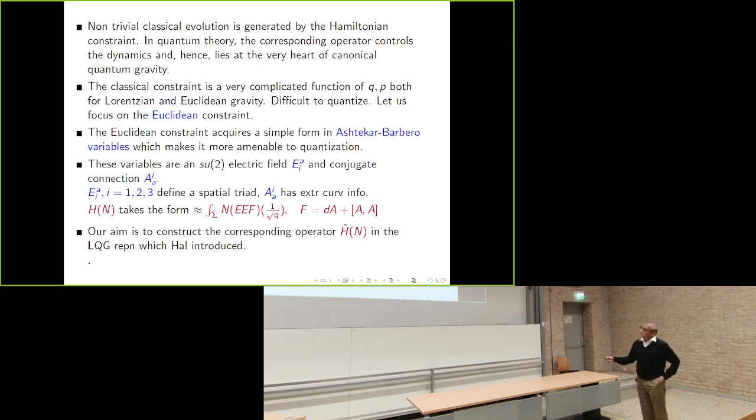So the E's contain all the spatial metric data, and therefore the conjugate variable A has the extrinsic curvature information. So this is just as Hal also reviewed. The Hamiltonian constraint then takes a very, very simple form.